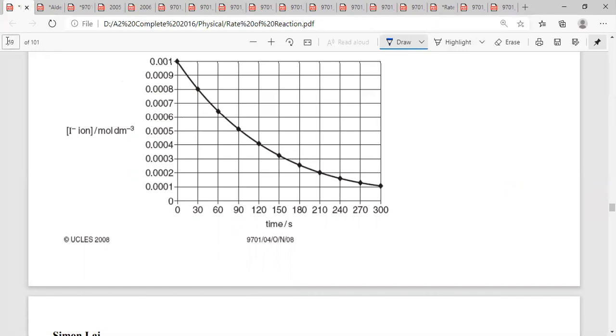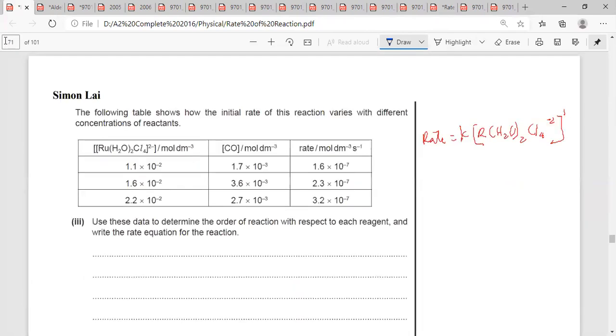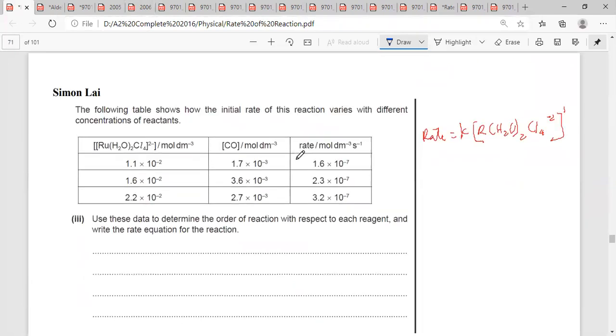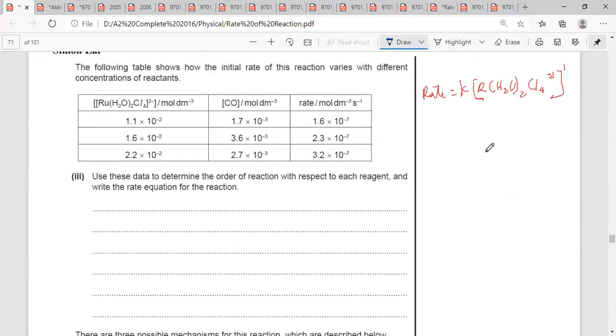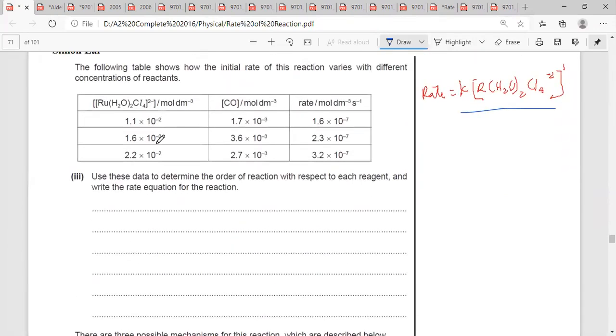Okay, 71. Quite interesting, isn't it? Now this is the rate law. Right now there are two reactants here, your ruthenium complex and your carbon monoxide. This is power 0 because there's nothing here, so it's only first order with respect to your ruthenium complex here.